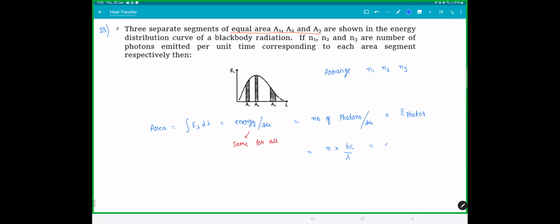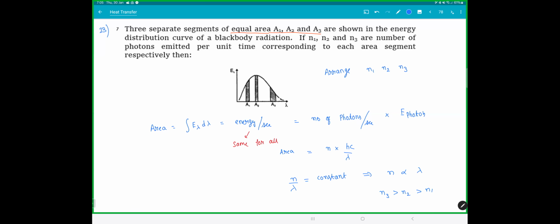This is some constant. Oh, this is area. So from here we can clearly see n by lambda is constant. So n is proportional to lambda. So higher the wavelength, more the number of photons: n3 greater than n2 greater than n1.